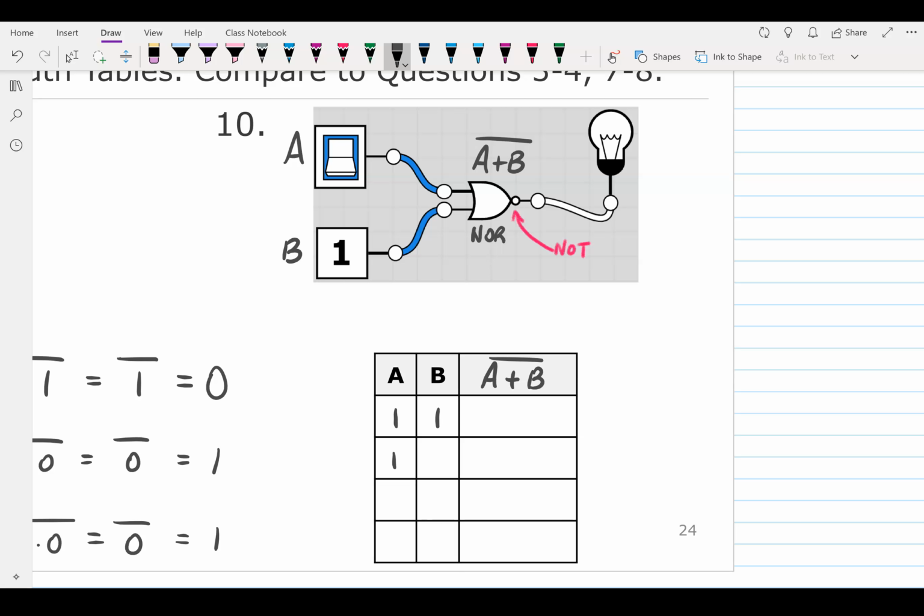1, 1. 1, 0. 0, 1. 0, 0. As a side note, just while I'm thinking about it, these combinations, that's every possible combination of A and B. There are no other combinations. Some students like to just go at it in any order. They're like, all right, I got a 1, 1, I got a 0, 0, I can have a 0, 1, I guess, I can have a 1, 0, I guess.